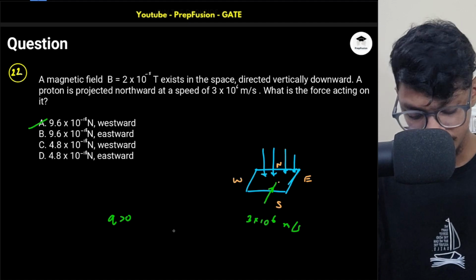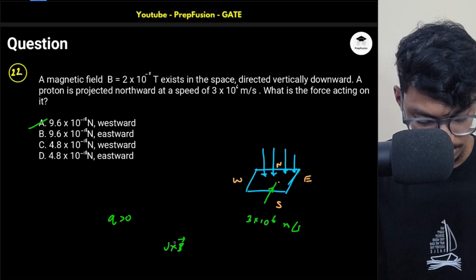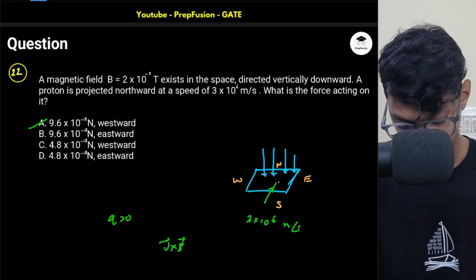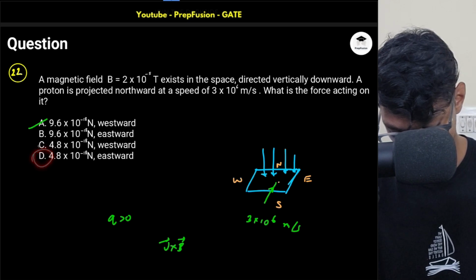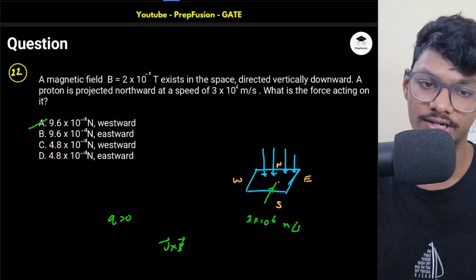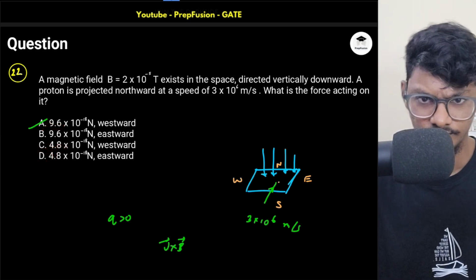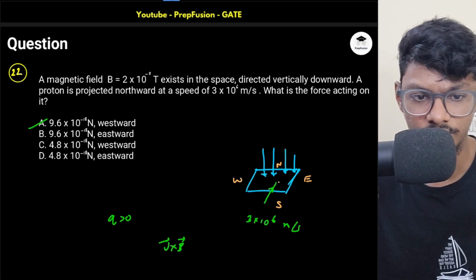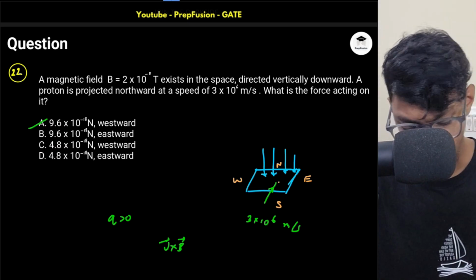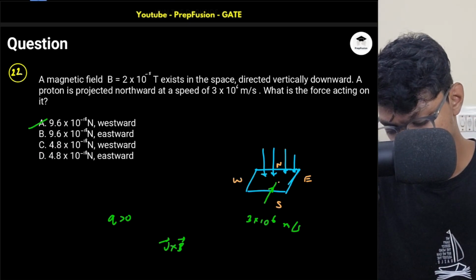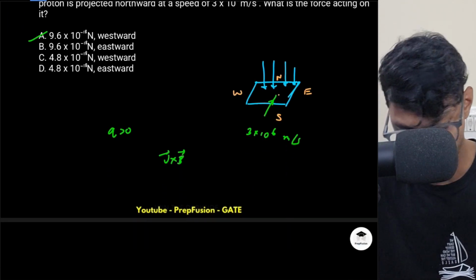I hope you are able to do this. You just need to do V cross B. That's it, right? You just have to apply this V cross B. Now there can be two options, this 4.8 and 9.8. How will you identify that? You just do a simple calculation. How do you do the simple calculation? Just apply this V cross B. So what is V cross B here?